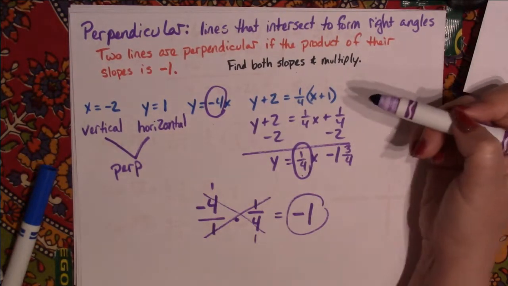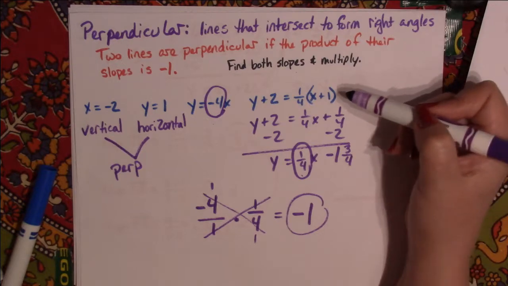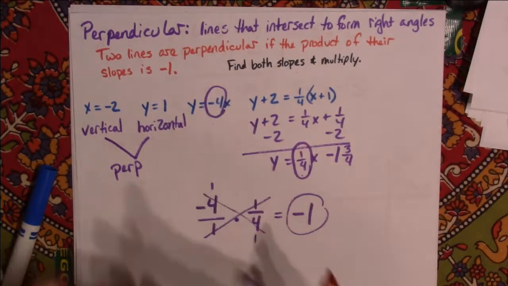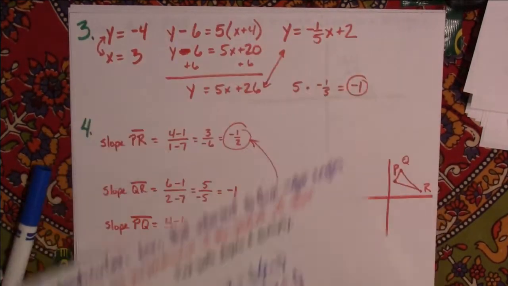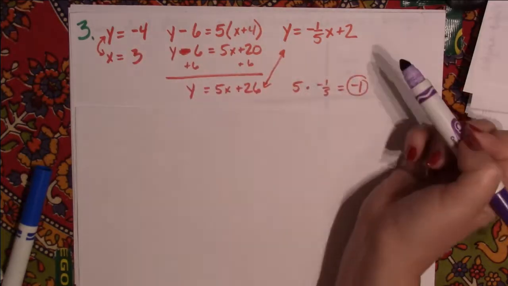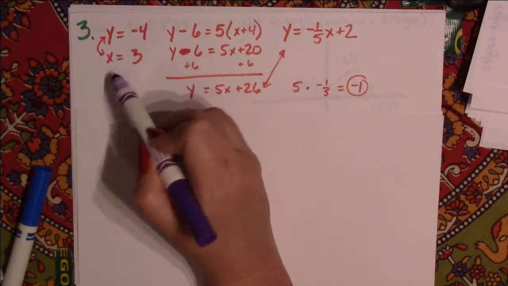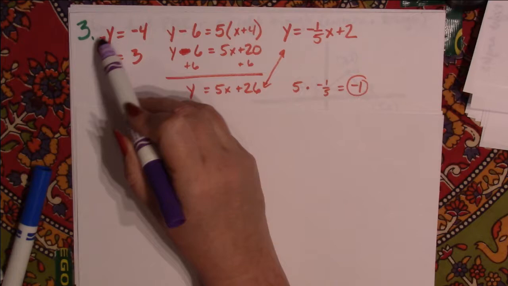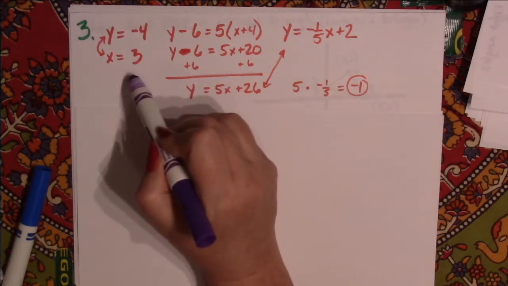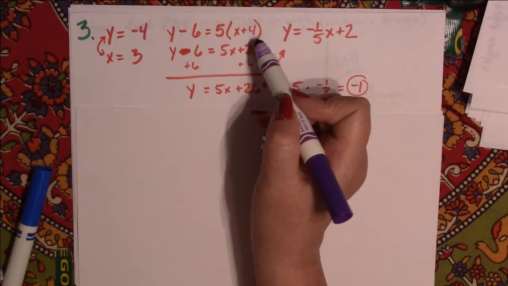Give that a shot on Check It Out number 3 on page 363. Pause the video here and come back when you're done. Number 3, they give us 4 lines again. We have a y equals negative 4 and an x equals 3. One is horizontal, the other is vertical. These two are perpendicular, and then they give us the others.